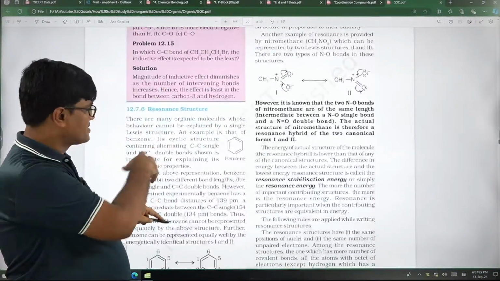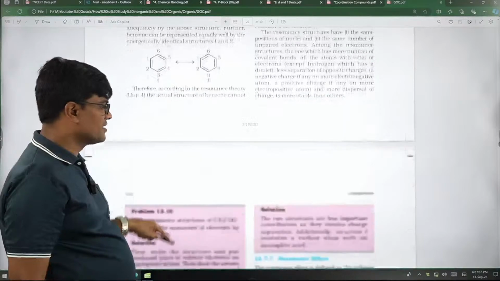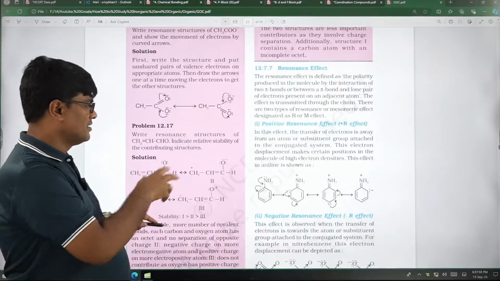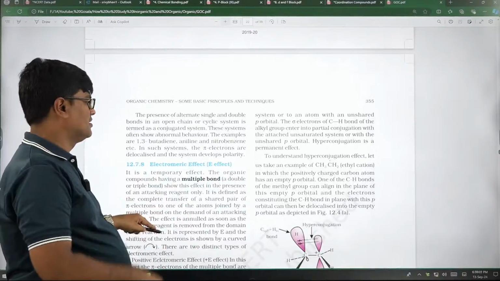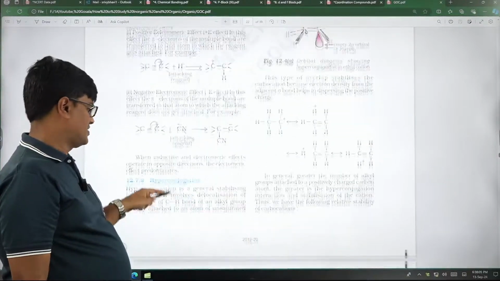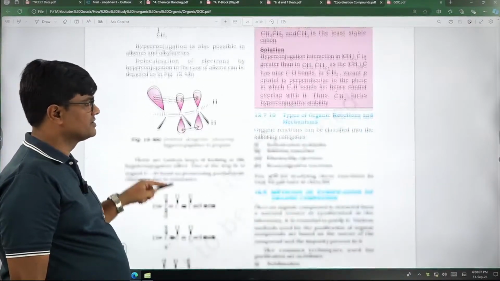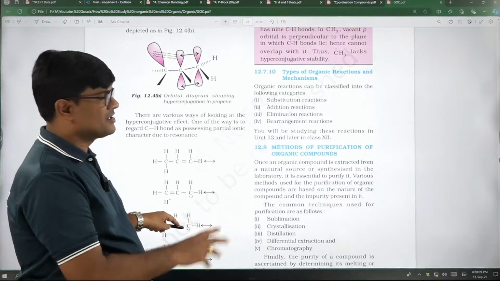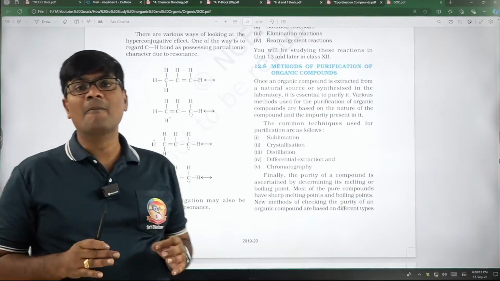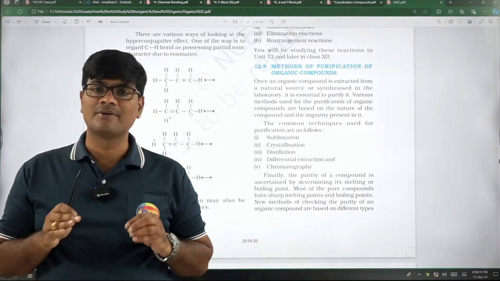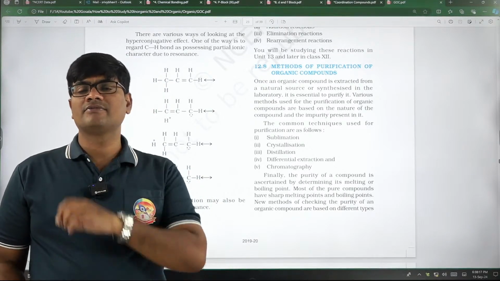For example, some points, resonance, how the resonance takes place, these points you need to go through, obviously, but some extra information is required, hyperconjugation and all these. And then after that, types of reactions also, very basic level only. Then next, if you go for the methods of purification of organic compounds, strictly NCERT we need to go through.